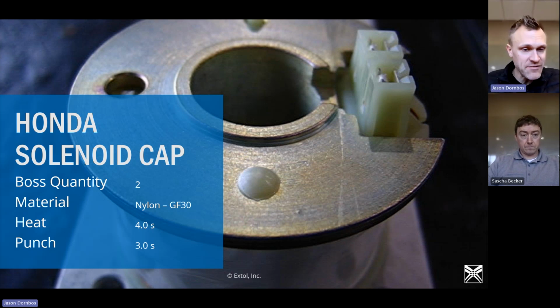When we came along with InfraStake, we did some trials, and they measured the resistance immediately after staking the part using InfraStake, and they were able to get an accurate reading right away. So they were able to eliminate 45 minutes of WIP because they could go directly from staking to testing the resistance on the solenoid. That illustrates how the InfraStake process is putting heat into the plastic boss and only into the plastic boss. It's not heating up the rest of the assembly.